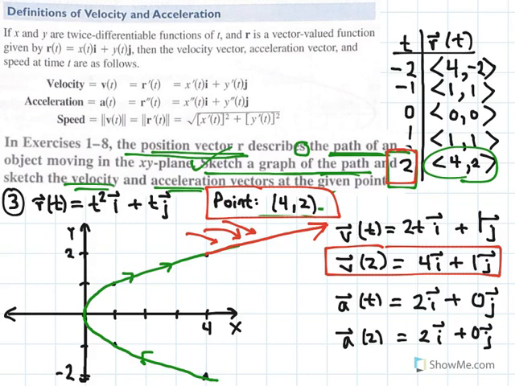And if I were to sketch the acceleration vector at time is equal to 2, I would have 2i plus 0j. There is no vertical component. This would be the acceleration vector at time is equal to 2. There is only a horizontal component of acceleration and no vertical component of acceleration.